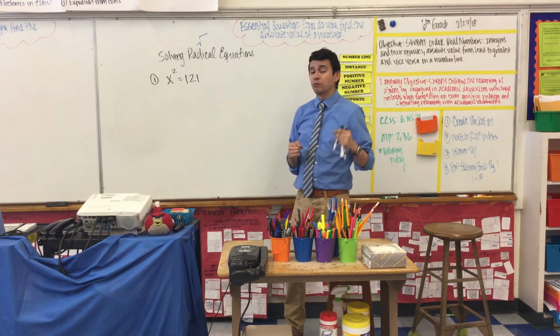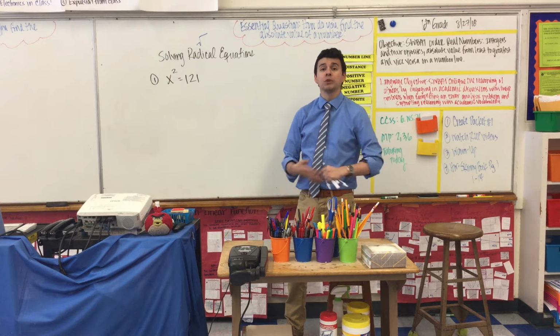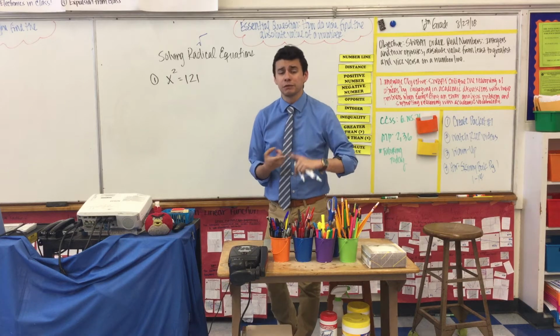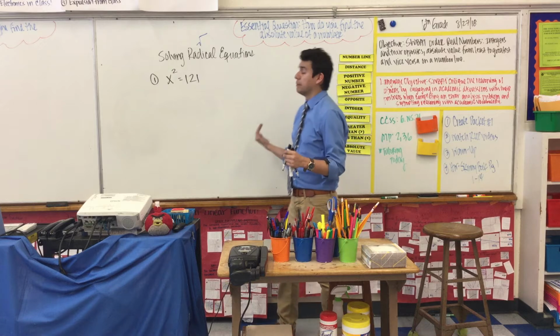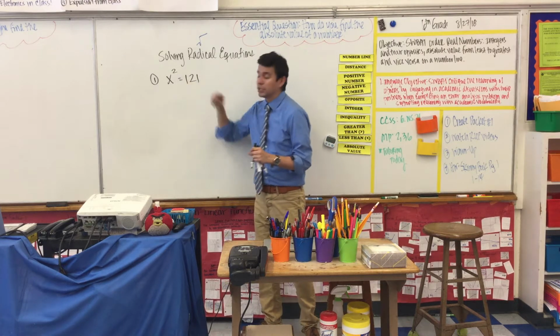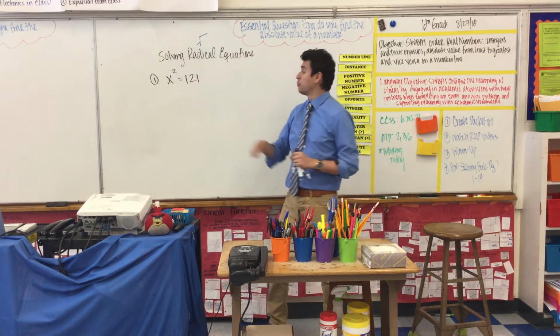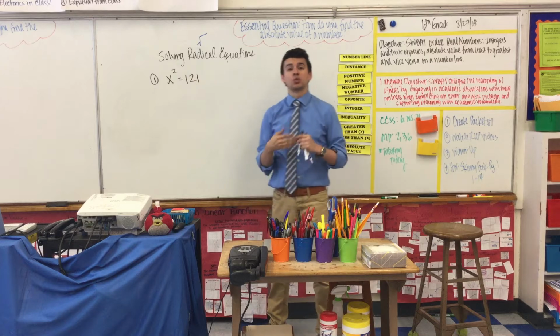Well, to get rid of something in an equation, we use something called inverse operation, the opposite of something. For example, to get rid of a positive, we use a negative. In math, the opposite of an exponent is a radical. The opposite of an exponent of 2 is a square root.